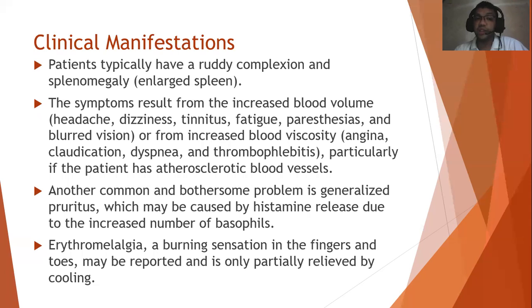Clinical manifestation: patients typically have a ruddy complexion and have splenomegaly, an enlarged spleen. Symptoms include the following due to the increased blood volume: headache, dizziness, tinnitus, fatigue, paresthesias, or the tingling sensation of the extremities. Blurred vision can also be experienced by the patient, or from increased blood viscosity, they might experience angina.